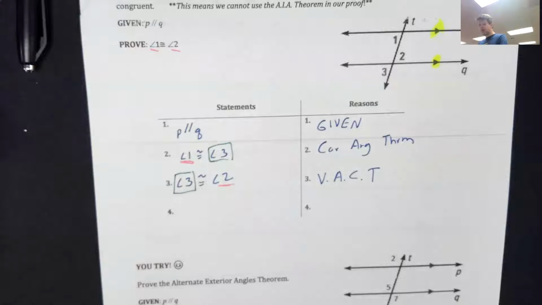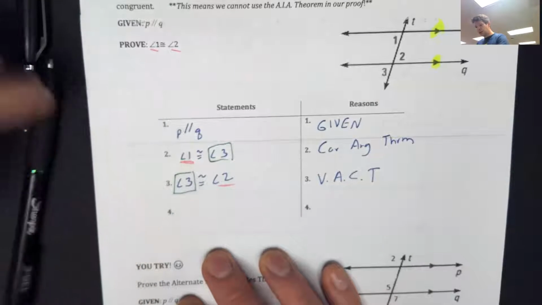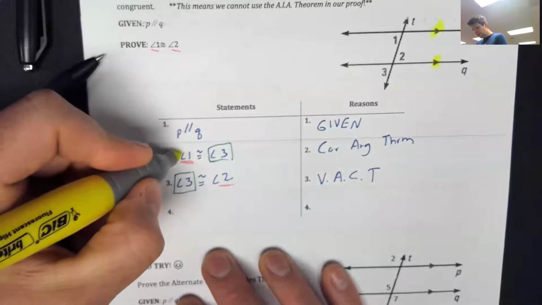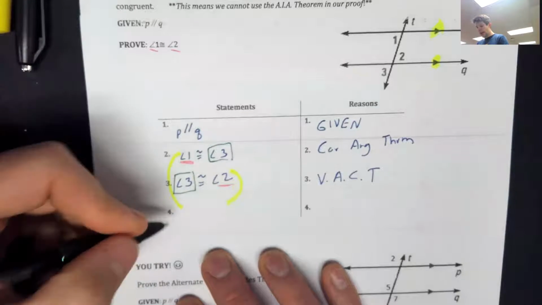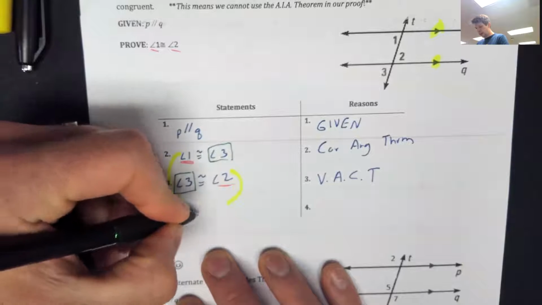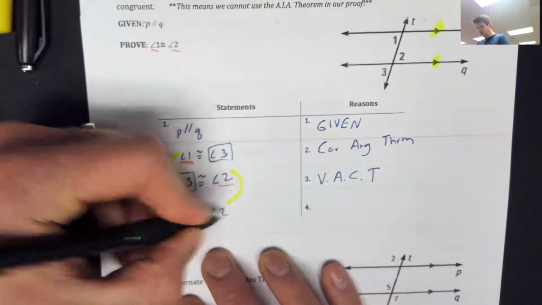And because of that, what we can do is we can make a new statement that doesn't use angle 3 anymore. It's just going to grab the angle 1 from statement number 2, and it'll grab angle 2 from statement number 3. And our last and final statement can be that angle 1 is congruent to angle 2.